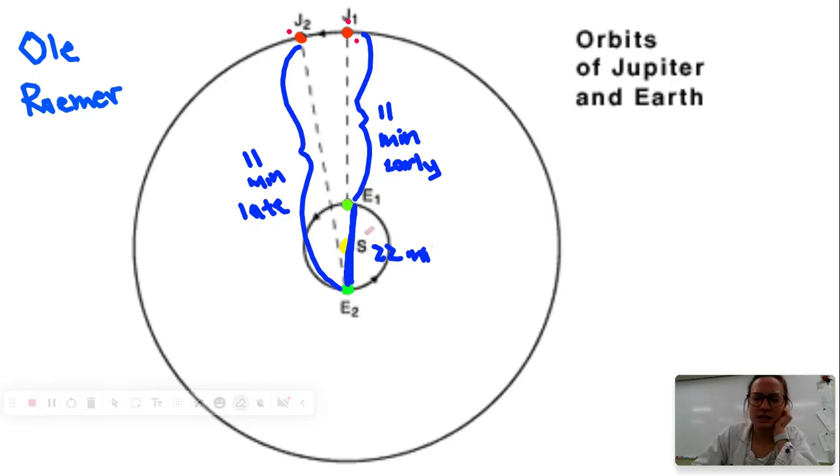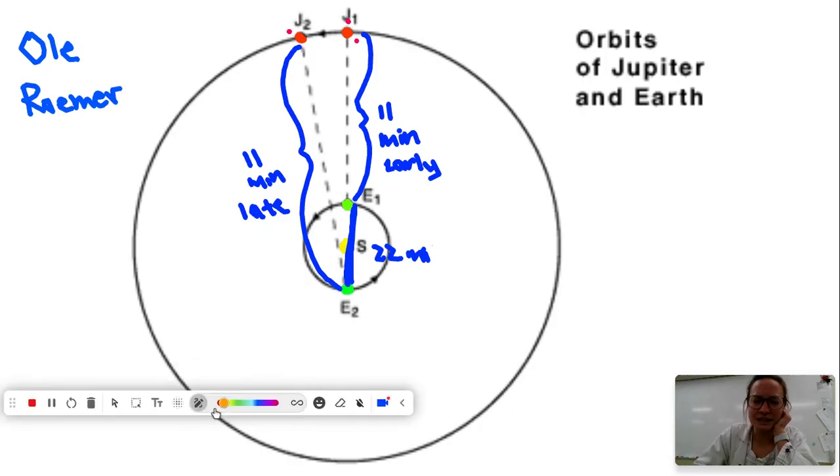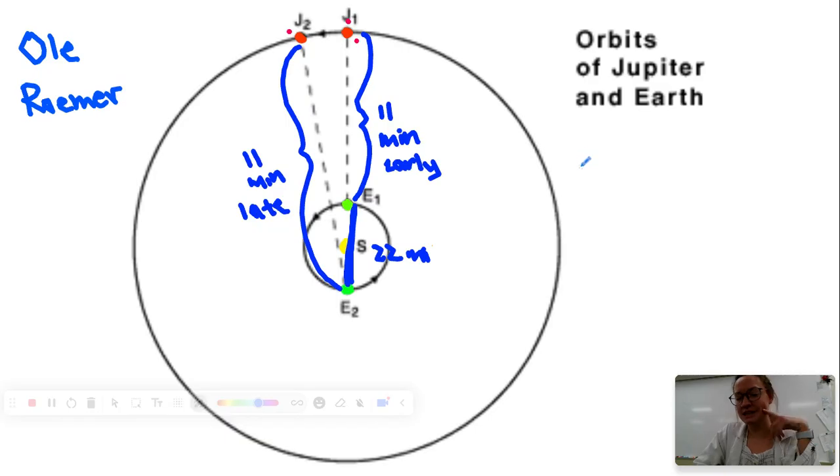It takes 22 minutes for light to cross. He knew the distance of the Earth's orbit, and he said, wait a second, I've got a distance, I've got a time, I can calculate a speed. And so what Romer did, and actually he didn't do it, but another guy who we'll meet later in the story, Christian Huygens, made this discovery. But he said, I've got a distance. The distance is Earth's orbit. He said, I've got a time.